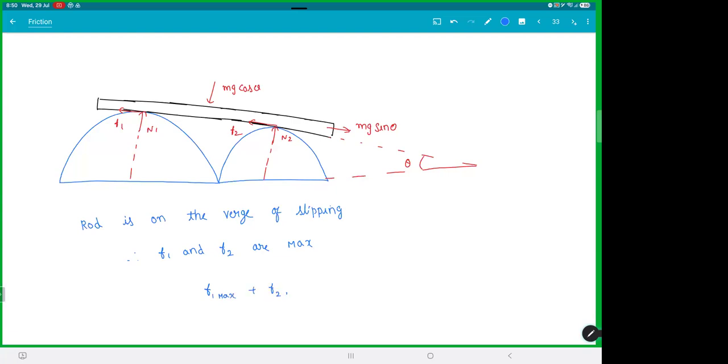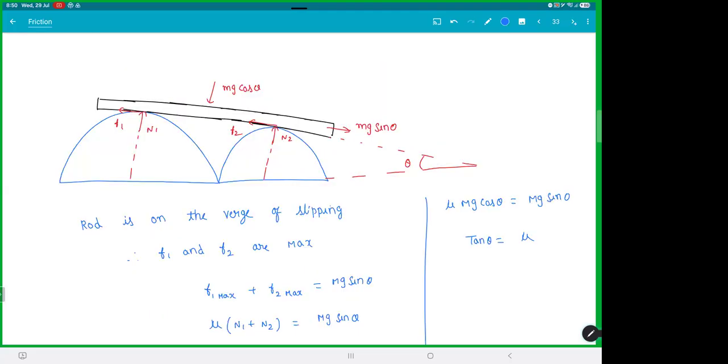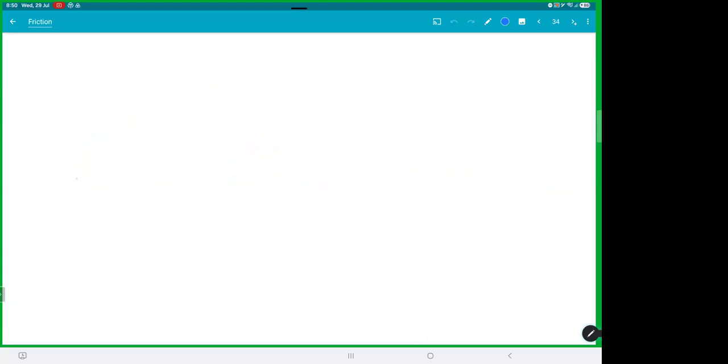F1 max plus F2 max must be equal to mg sin theta. But F1 max plus F2 max will be mu into N1 plus N2. Now, I don't know what is N1, I don't know what is N2, but I know what is N1 plus N2. N1 plus N2 will be mg cos theta. We got tan theta is equal to mu. Later on, we will learn this. This is called angle of repose. Great. Now, what is being asked? They're asking the ratio of capital R by small r. How do you get that? At this point, it is just a little geometry there.